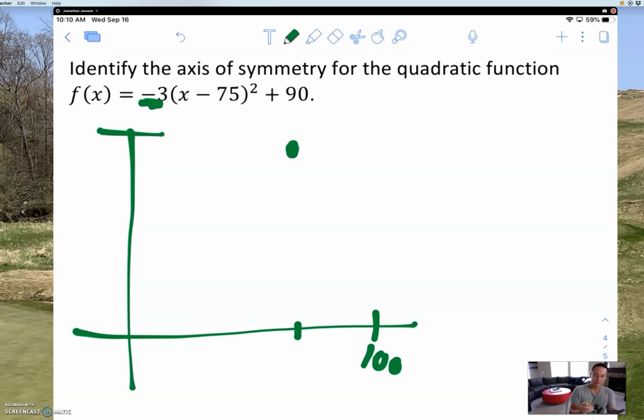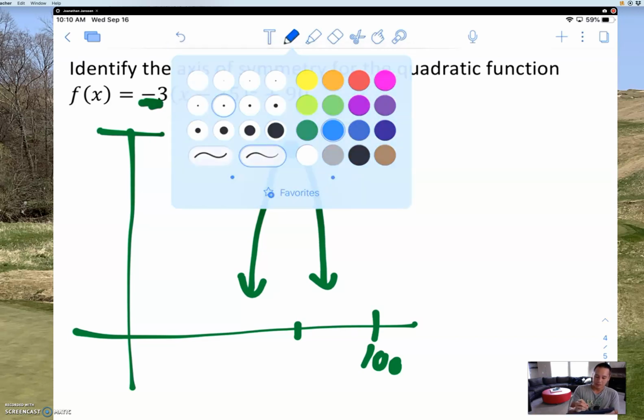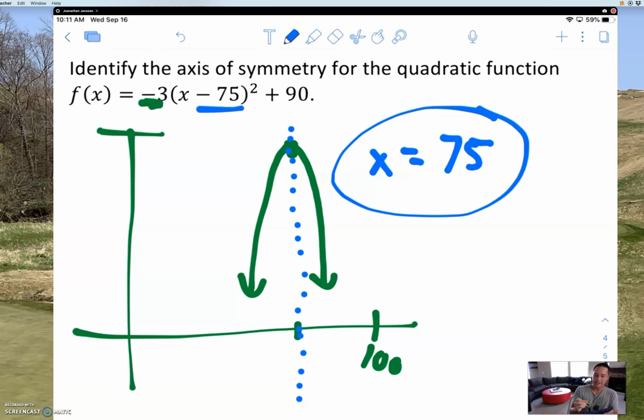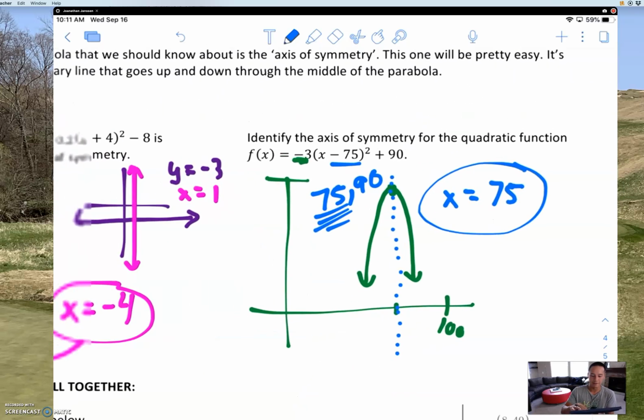Because the a value is -3, it's going to open downwards. Probably not to scale very much, but oh well. And the axis of symmetry is going to be this dotted line right here, which happened to be right at 75. So your axis of symmetry is x equals 75. Again, it is the x-coordinate of the vertex. Your vertex was 75, 90, and there is where your axis of symmetry is located, at 75.